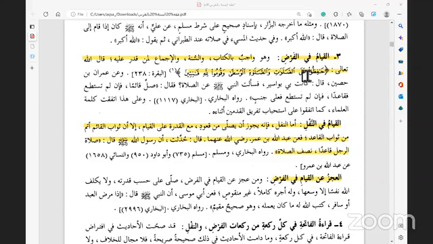Standing in fard, like I said: if you can't sit down, you can lie on your back. What if you are lying down on your back? Are you able to make a head gesture for the ruku' and sujood? You can. If you're able to get a little bit of your back up, and they put pillows behind you, you can do that as well. But if you cannot even lift your back, just like myself, nothing whatsoever.